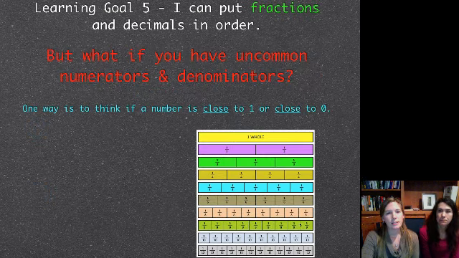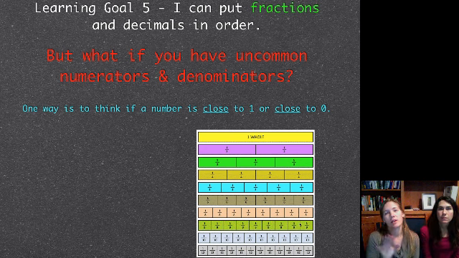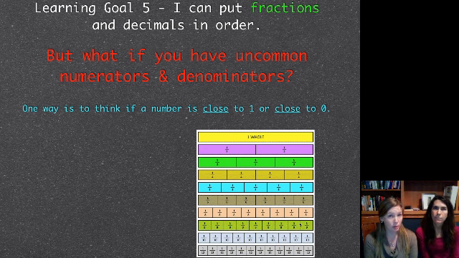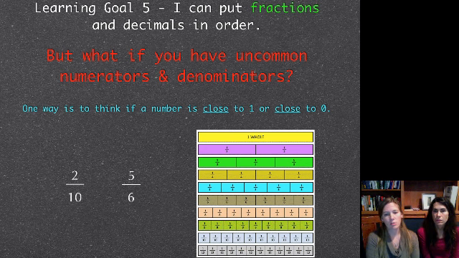Yep. Alright, so what happens if you are not lucky enough to have any common denominators or common numerators? If they are uncommon, one way is to think about, like we did with the benchmarks method in Learning Goal 3, is think about whether it's really close to 1 or really close to 0. So as an example, we have 2/10 and we have 5/6. So if I'm thinking something split into 10 pieces and I only have 2 of them, well, that's more close to 0 than it is to 1.